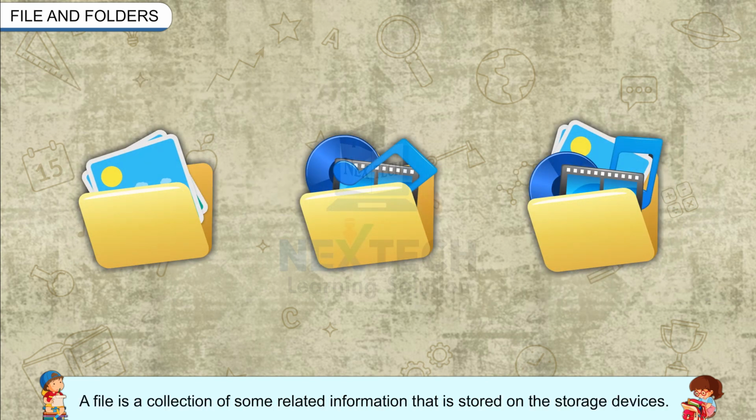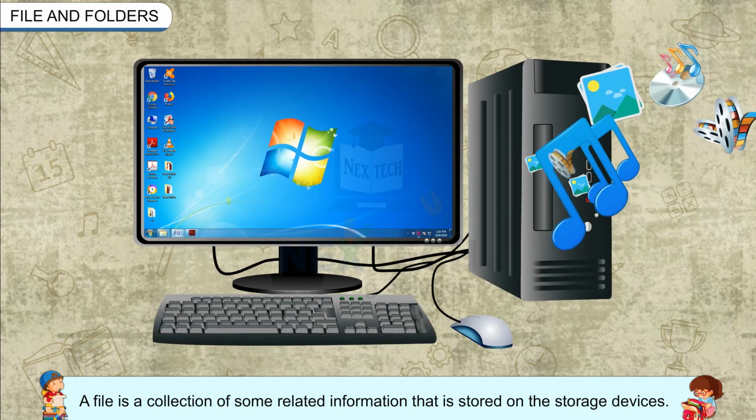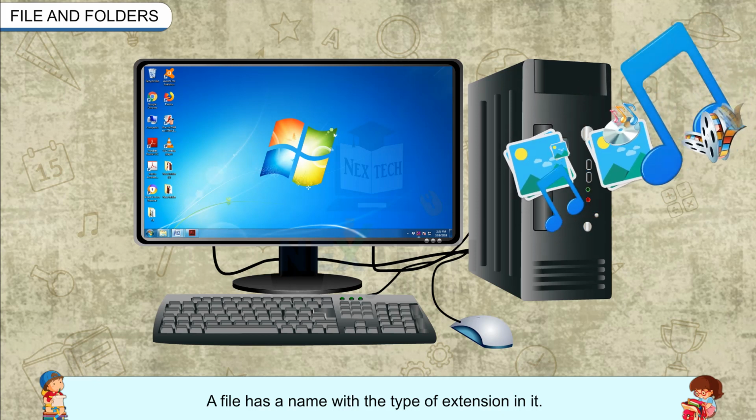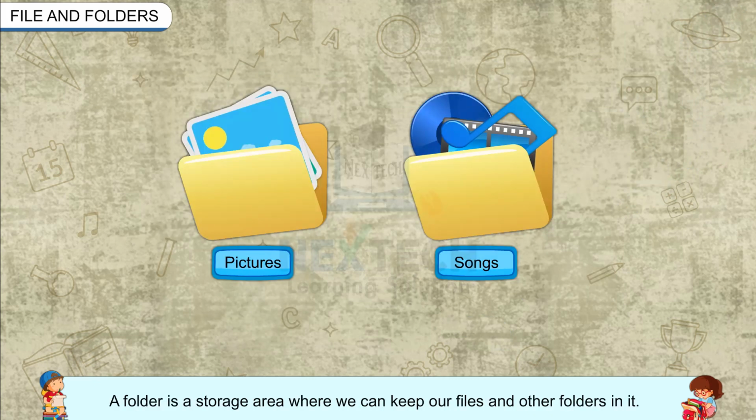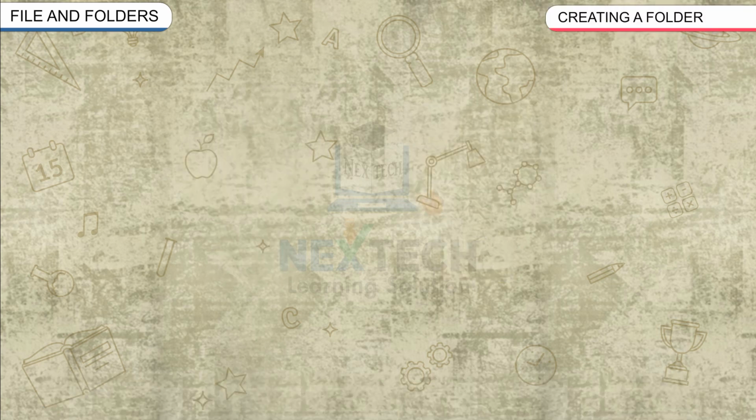A file is a collection of some related information that is stored on the storage devices. A file has a name with the type of extension in it. A folder is a storage area where we can keep our files and other folders in it. Similarly, a folder has also a name on it.